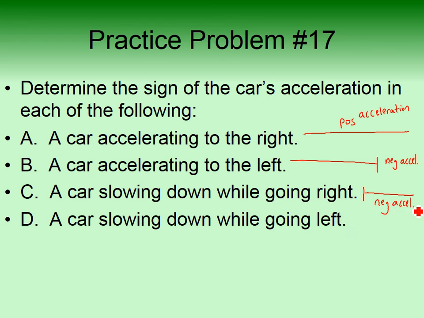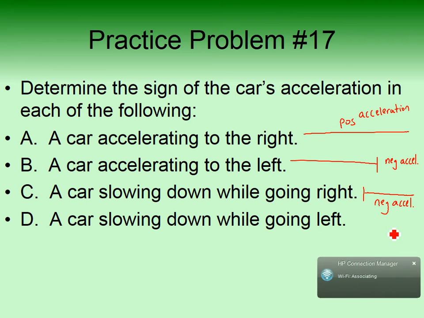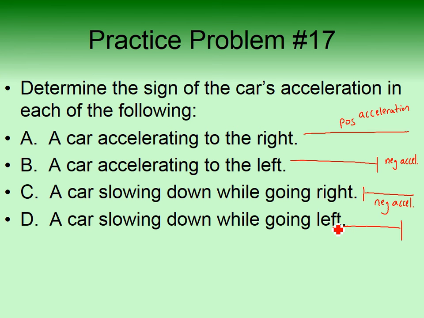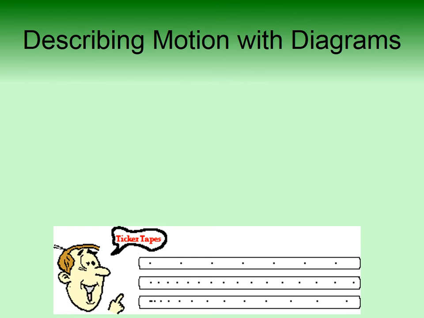Okay. Part D, a car slowing down while going left. Let me see if I can show that one. So if we start here, we're going fast and then we slow down as we're going to the left. So we're going in a negative direction, but if we hit the brakes, that makes it a positive acceleration. So remember, if you hit the brakes, it switches the direction of the acceleration vector.